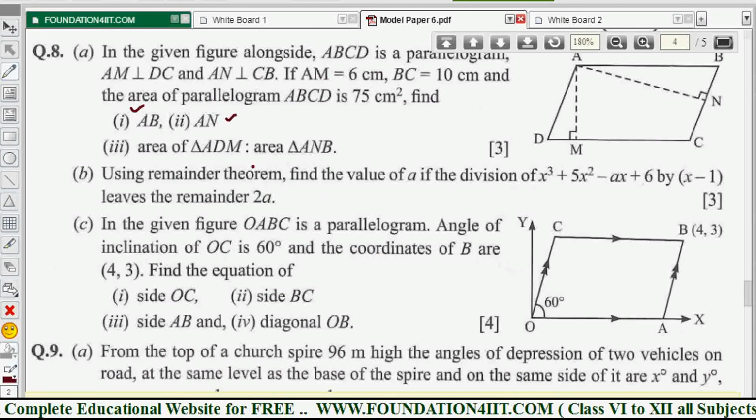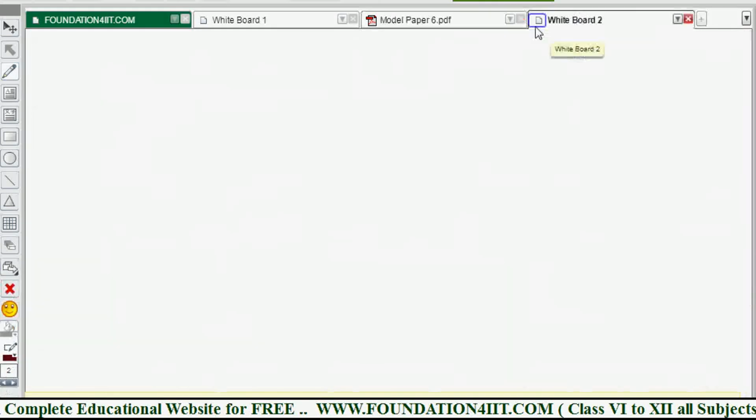Using the remainder theorem, find the value of a if the division of x cube plus 5x square minus ax plus 6 by x minus 1 leaves the remainder 2a. Simple problem: x minus 1 divides means x is equal to 1. You substitute x is equal to 1, then the remainder must be 2a. So let us take the equation.